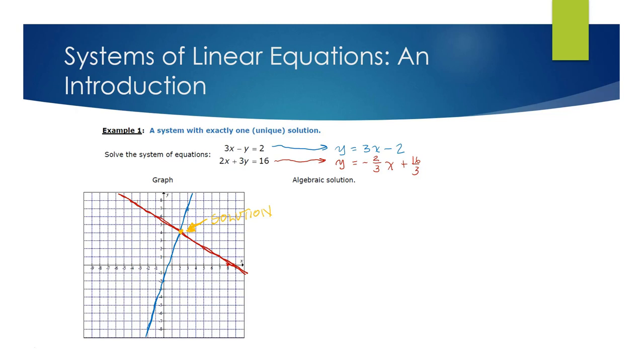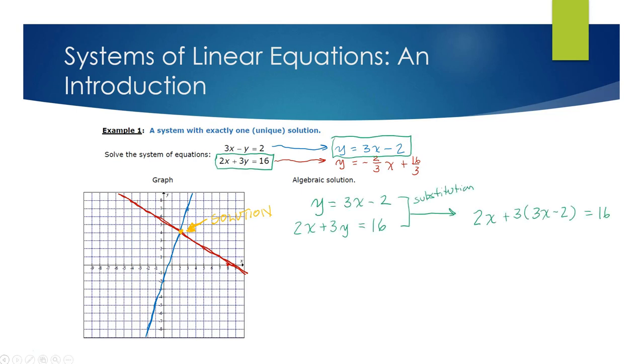And up to this point, all we've really been looking at is substitution. So one way we could, since I do have both equations solved for y at this point, I could set 3x minus 2 equal to negative 2/3 x plus 16/3. However, what I could also do is look at one of them in its slope-intercept form and one in its expanded form, which is the one I'm going to show here, and solve that way. So you notice I'm keeping the top one as y equals 3x minus 2, and I'm leaving 2x plus 3y equals 16 where it is.